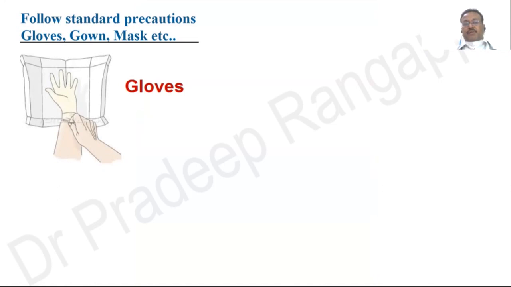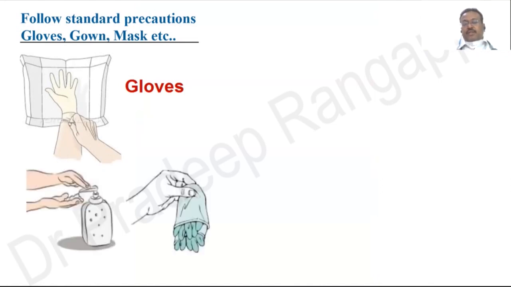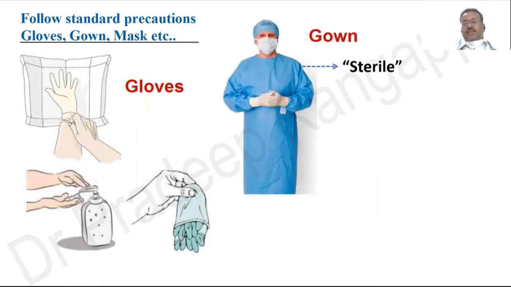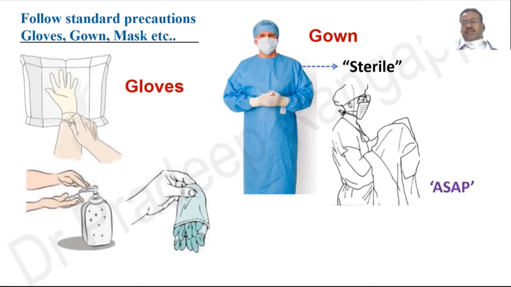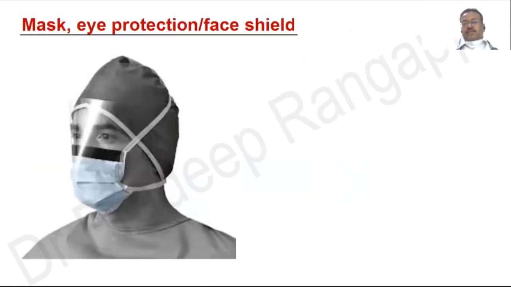follow all the standard aseptic precautions of wearing gloves and disposing of the gloves in the right position, and sanitizing the hands with chlorhexidine. It is very important to be fully gowned up with a mask, and it has to be a sterile gown, not the reusable gown. And the gown has to be removed as soon as possible after the procedure is done.